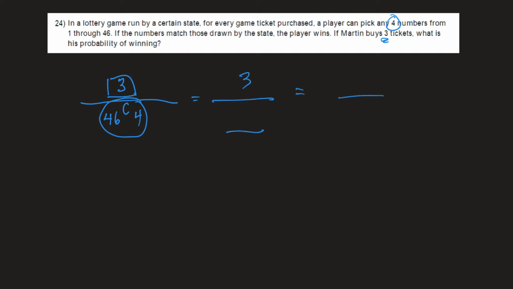Okay, lottery. You can pick a number from 1 to 46. If the numbers match, the player wins. So you figure out your total ways of doing something on the top and the total ways of something happening on the bottom. This one, we're choosing. Doesn't matter what order they come in. So on the bottom, I'd have 46 choose 4, since we get to pick 4 numbers. And then this guy, he gets 3 tickets. So he's got 3 different ways to do that. So figure out what 46 choose 4 is on the calculator. Put that number here and 3 over that, and you might be able to simplify.